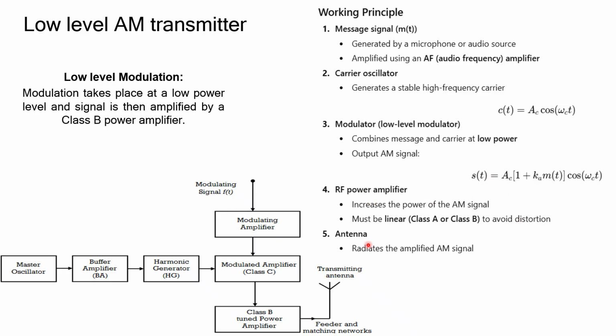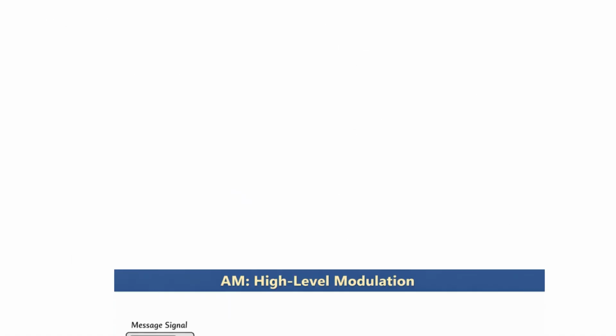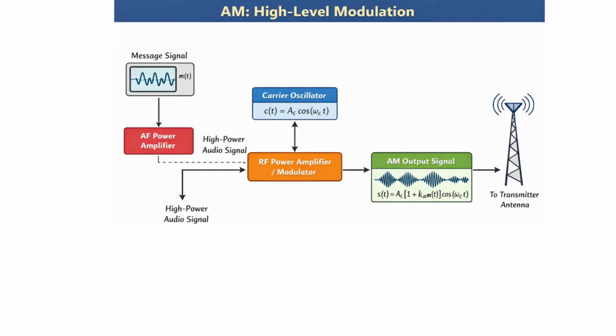So an RF power amplifier is used here to increase the power of the AM signal, and then it goes to a linear class A or class B amplifier to avoid distortion, and then the antenna radiates the AM signal into space, right? So this is how your low level AM is working. Now another one is your high level modulation.